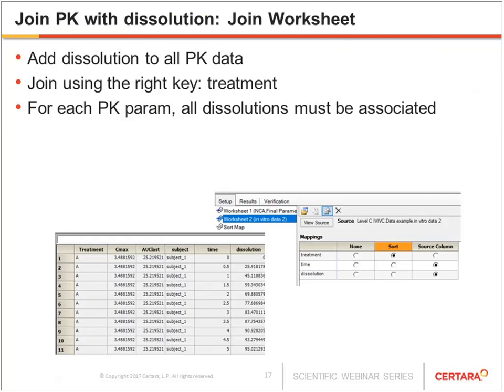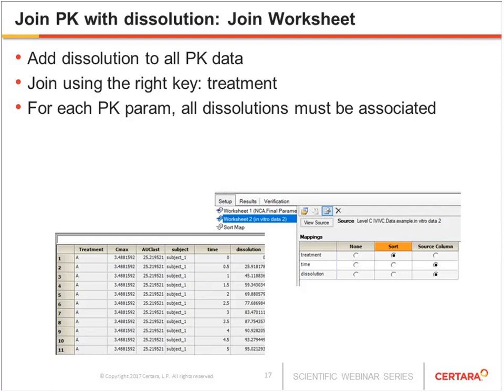Now, when I have calculated all my non-compartmental analysis, what I have to do, and that is more important, is add the dissolution data to all the PK data. If I use all the raw data, between the NCA results and the dissolution, I'm going to use a join with the right key, which is going to be the treatment. So you are going to join worksheet 1, which is the NCA final parameters pivoted, and worksheet 2, which is the in vitro data, in this case the dissolution.